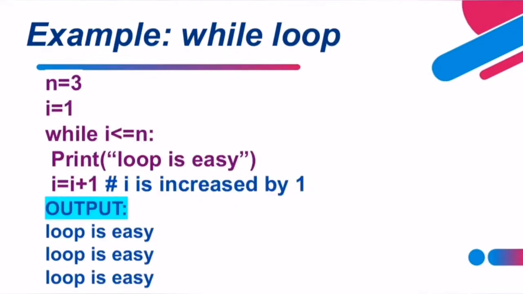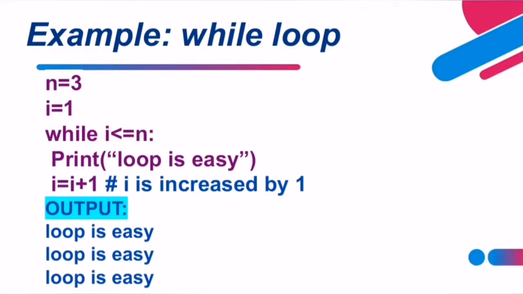Consider an example of a while loop. Here you can see the variable n equal to 3 and the variable i equal to 1. The while has a Boolean expression i less than or equal to n, and then one print statement with the message "loop is easy", and then the increment operation i equal to i plus 1, so i is increased by 1. When you execute the program, it will give the output "loop is easy" 3 times.